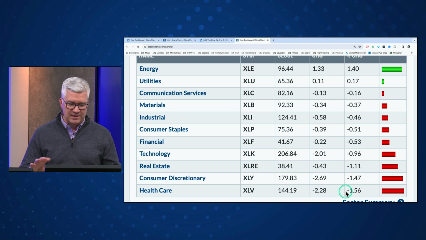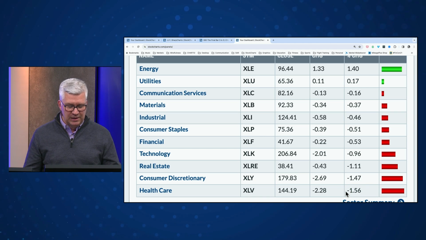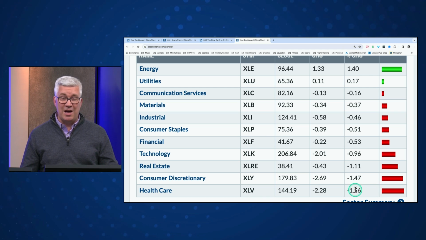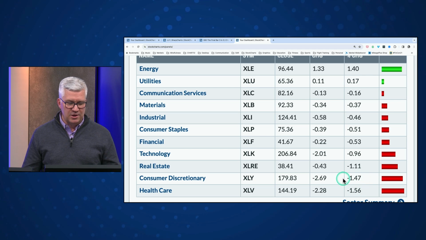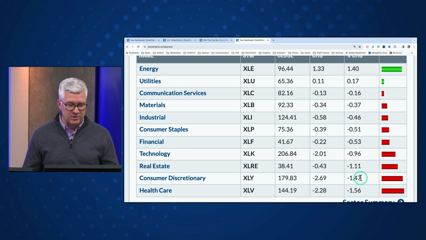We'll highlight, if time permitting, some of the healthcare names really leading the way lower, but the XLV was down 1.6% today. Consumer discretionary down 1.5%. That's really dominated by 3 stocks, Tesla, Amazon, and Home Depot. Tesla, of course, continuing to show a weakness.